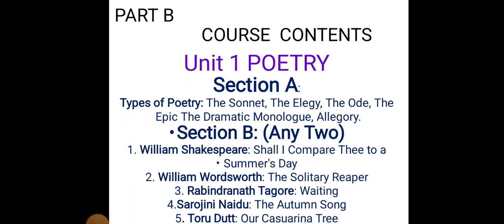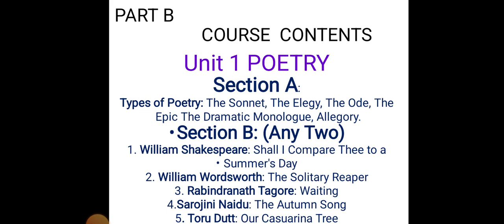In section A, you are going to study types of poetry such as the sonnet, the elegy, the ode, the epic, the dramatic monologue, and allegory. These are the important forms of poetry, which are basic and essential for English literature students to learn.